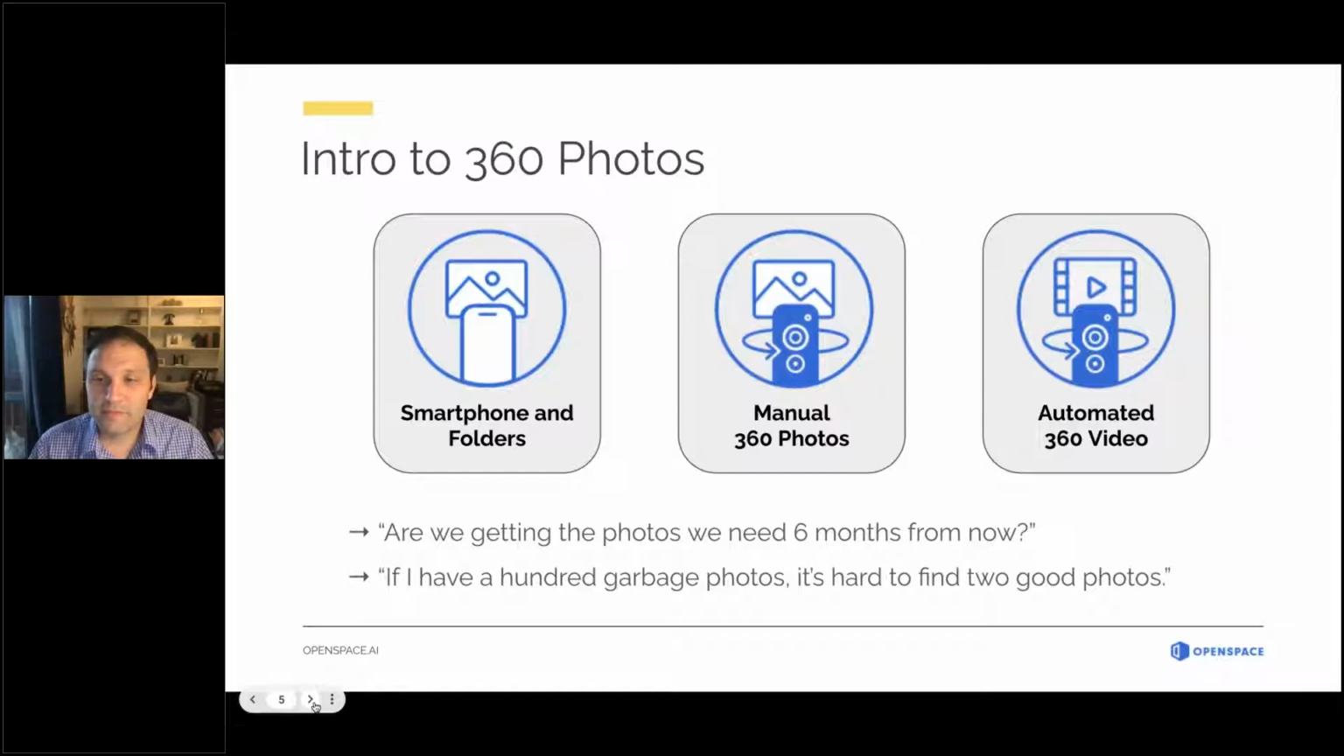And there's kind of 2 points. Are we going to get what we need 6 months from now when we really don't know what we need 6 months from now? And if I got to go try to retrieve that, am I going to have to sort through 100 garbage photos to find what I really need? And so we have evolved from smartphone and folder and the treasure hunt through manual 360 photos, which I didn't even partake in, to this current automated 360 video, which is a quantum leap forward as far as ease of capture and ease of retrieving the information you need.